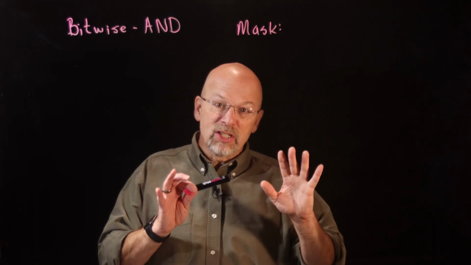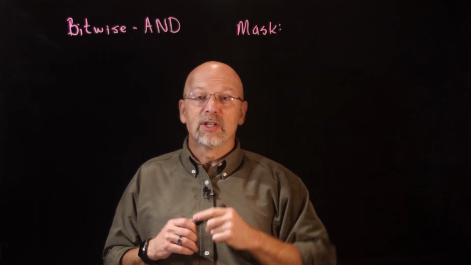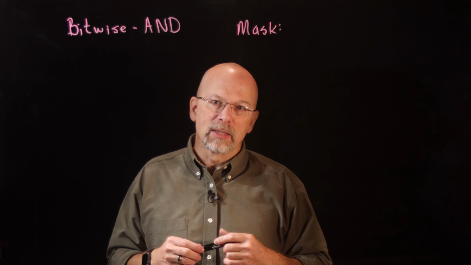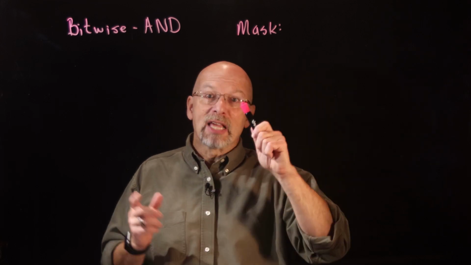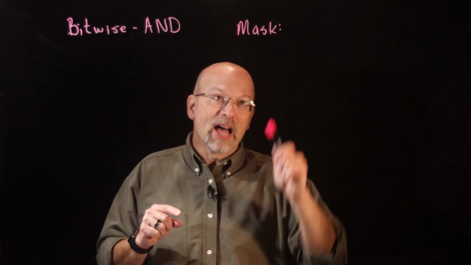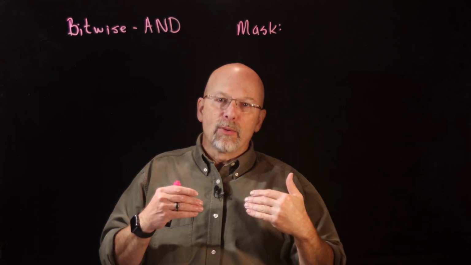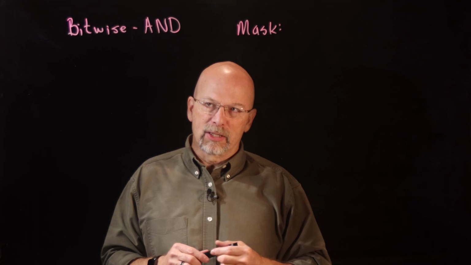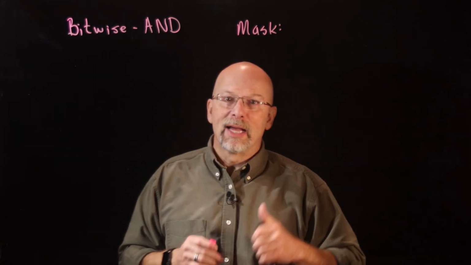There are going to be 1s and 0s. It's going to be a pattern of 1s and 0s that's exactly the same size as the value we're trying to manipulate. There are 1s and 0s in appropriate spots of the mask to keep an operation from happening to some bits, but allowing it to happen in other bits. Now, we're going to start out with the bitwise AND.